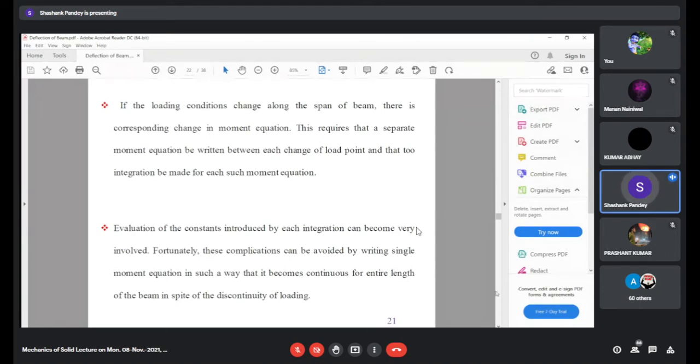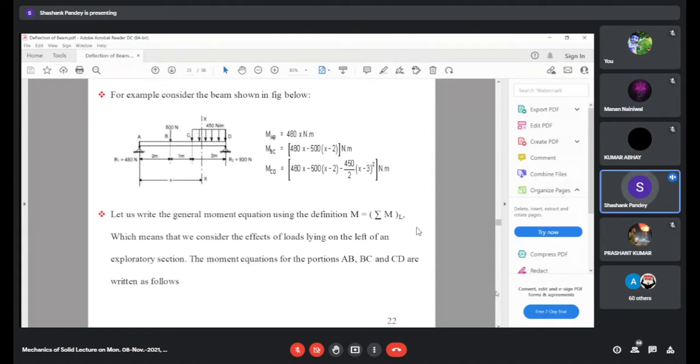So how do we write the moment equation? Suppose that you have a simply supported beam subjected to two different loads, that is, a point load and a uniformly distributed load of intensity 450 Newton per meter. In Macaulay's method, we determine the reactions by the same procedure we used in the shear force and bending moment diagram. From there, we determine reactions R1 and R2. The next task is to write the different moment equations. So how do you write the different moment equations?